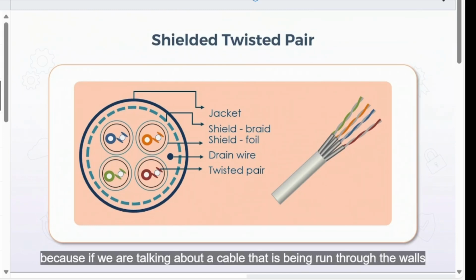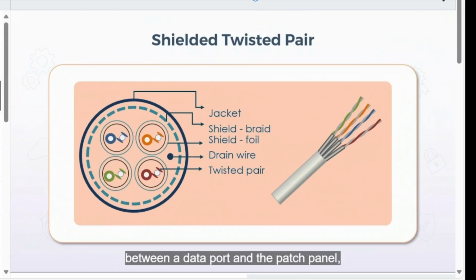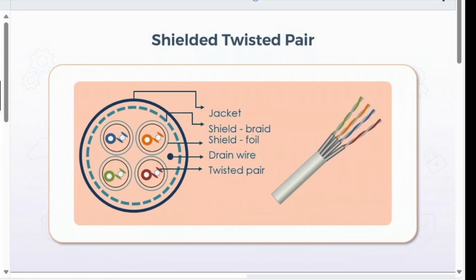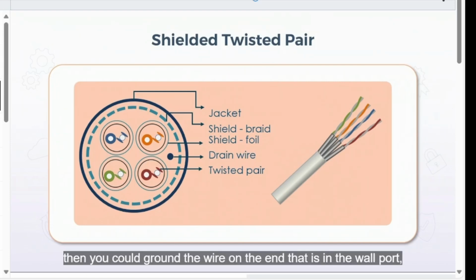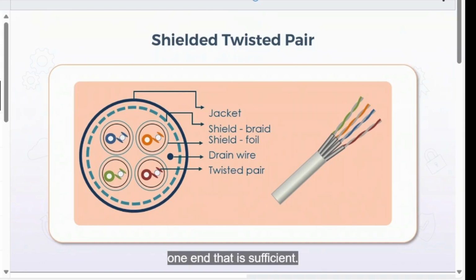cable that is being run through the walls between a data port and the patch panel, then you could ground the wire on the end that is in the wall port, provided there's something metal to which the wire could be attached. But again, it's just far more common to simply use the ground that is on the patch panel, and as long as it is grounded on at least one end, that is sufficient.